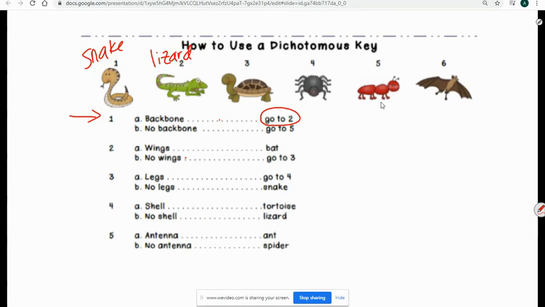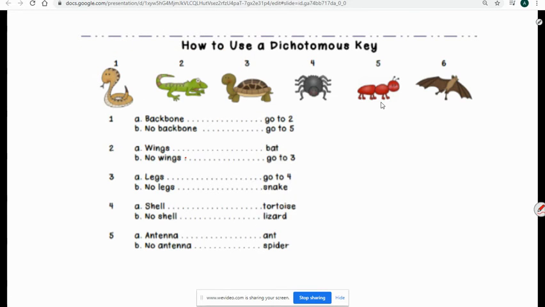No, he does not have wings. We're going to go to 3. Yes, he has legs. We're going to go to 4. Yes, he has a shell, so he must be a tortoise. All right, we're going to do one more example of this just so that you can see.